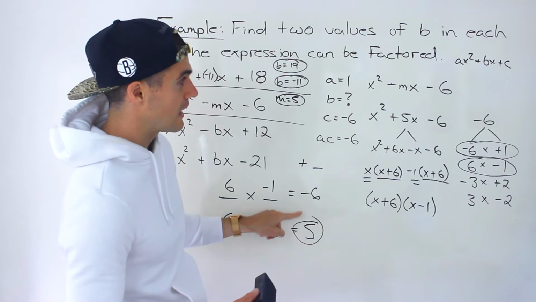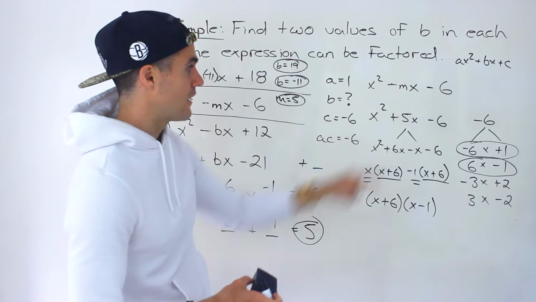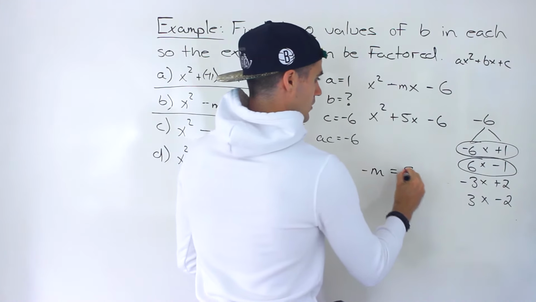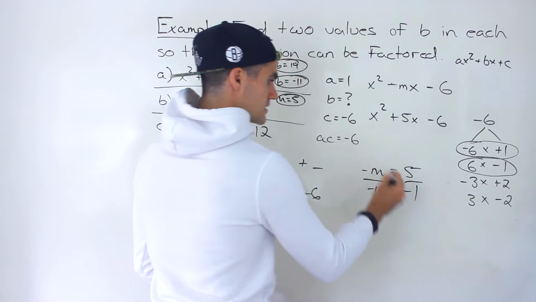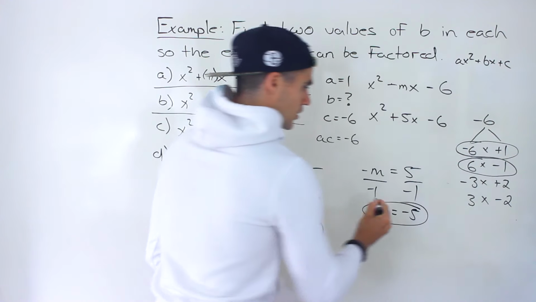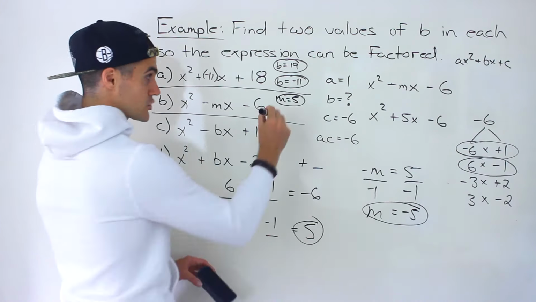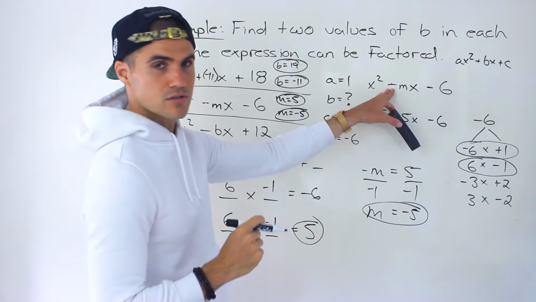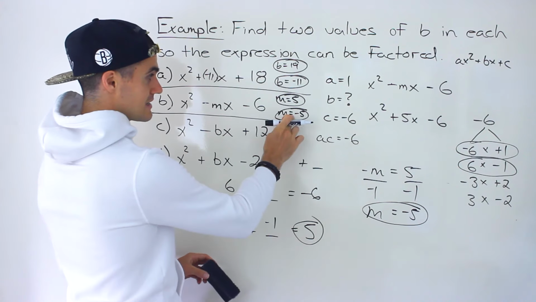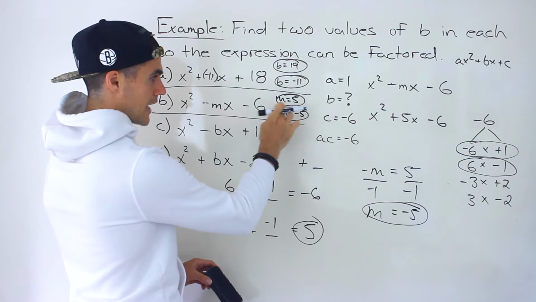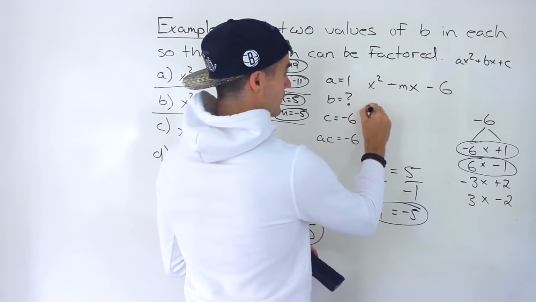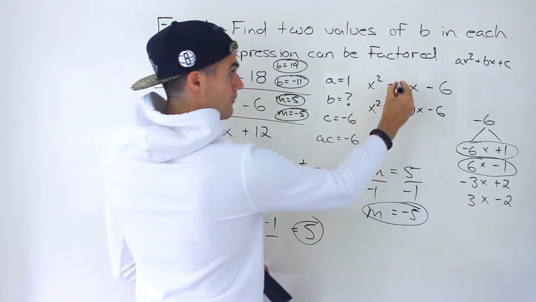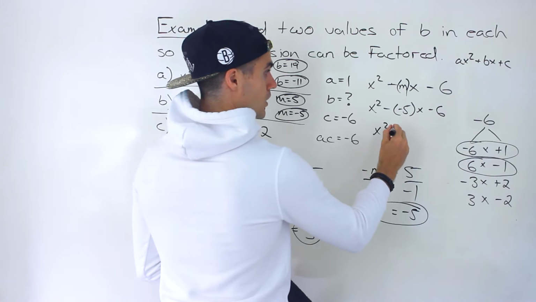So positive 5 for the b value works, but then what's that m value going to be? Well, if you look at this, basically this negative m has to equal positive 5 in this case. And then if we divide by -1 to get the m by itself, m would be -5. Okay, so that's actually another combination that works. All right, hopefully you're not getting thrown off by this negative. If we take this m value of -5 and plug it in here, what we would end up having is x squared minus -5x minus 6, right? Plugging in -5 for this m, that's like in brackets, and then this negative would turn into a positive.